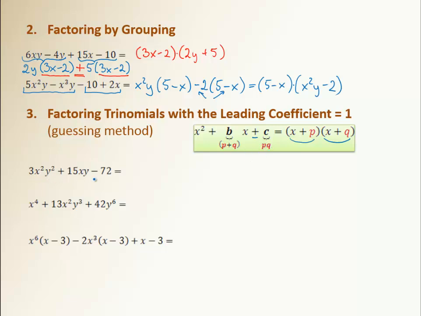Well, let's see how we can factor the first example. Again, you always check for greatest common factor first. So in this case, greatest common factor is just 3. What's inside? You have x squared y squared plus 5xy minus 24.